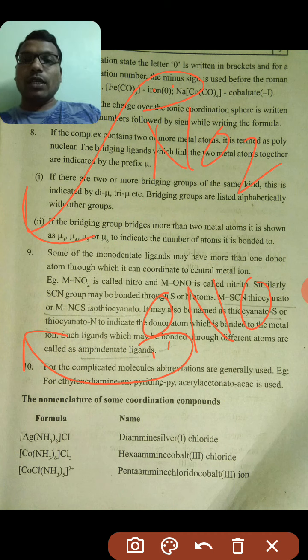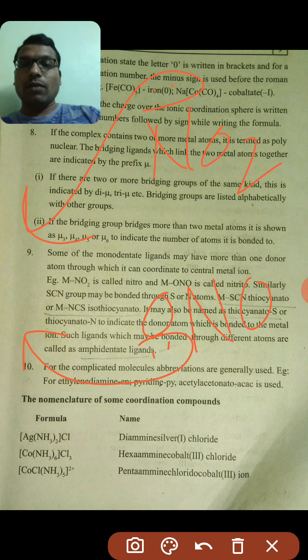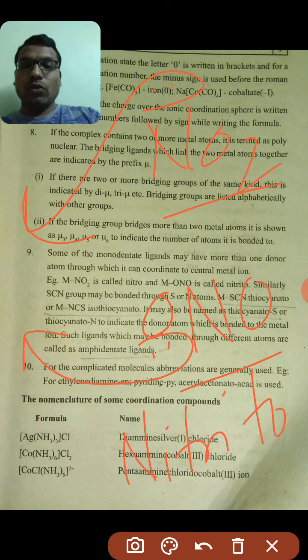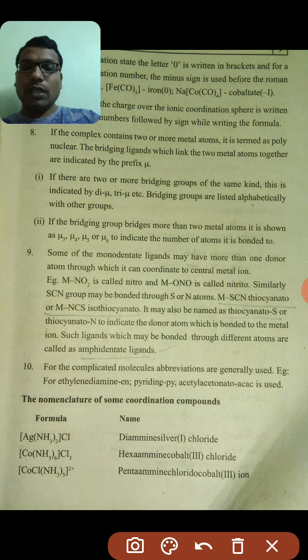So some monodentate ligands may have more than one donor atom through which they can donate to the central metal ion. This type of ligand we call an ambidentate ligand. For this, we give the name for NO2 as nitro, and we give the name for ONO as nitrito. So this is nitrito, and this is nitro.